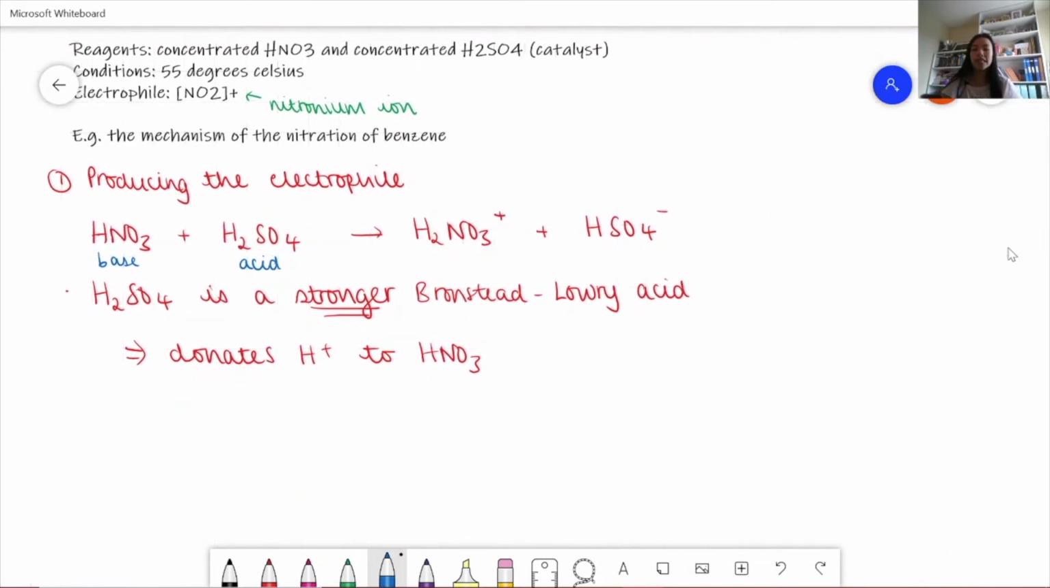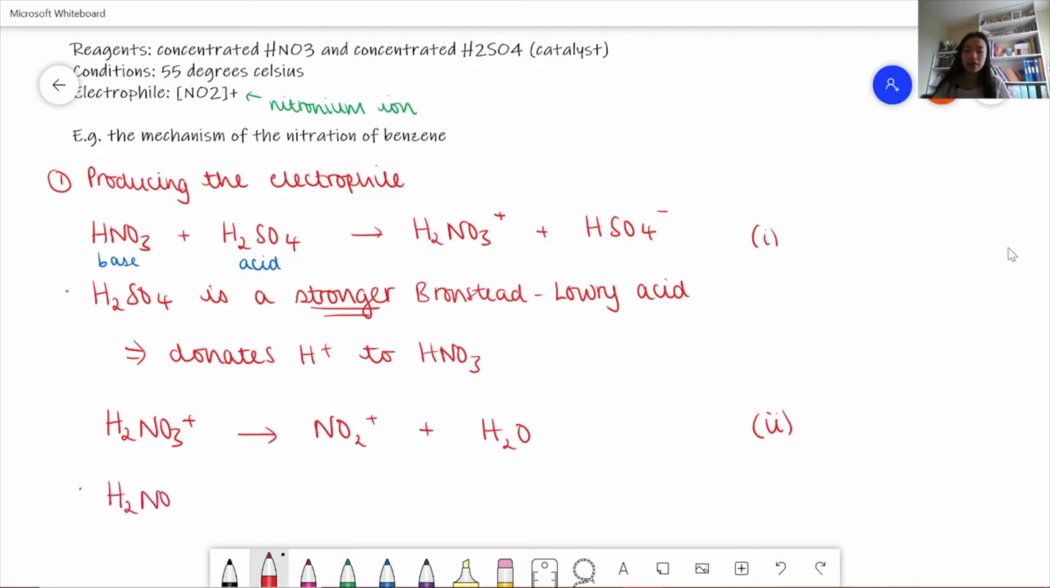And then in the second step, so this is the first step we have, and in the second step we have that this H2NO3+ ion will go on to form this NO2+ that we're after. This is the electrophile that we're going to use for the substitution reaction, and water. So this is the second step. And what happens here is that H2NO3+ loses water.